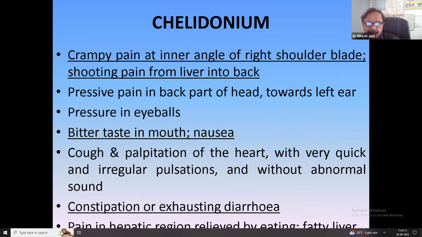Chelidonium has crampy pain, cramps in the inner angle of the right shoulder blade. So this pain refers to the right shoulder blade, shooting pain from the liver into the back. The patient complains of pain from the anterior side to the posterior side. Bitter taste in the mouth with nausea, constipation alternating with exhausting diarrhea, and pressure on the eyeball are the symptoms.